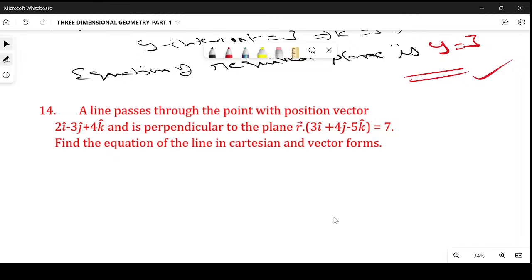They are asking for both Cartesian and vector forms. This is simple here. Passing through the point with position vector, this point is a bar. And perpendicular to the plane means the line is perpendicular to the plane. So this will give the required line's DRs as the normal of the plane, right? What are the DRs of the normal? You can write the DRs of the normal.